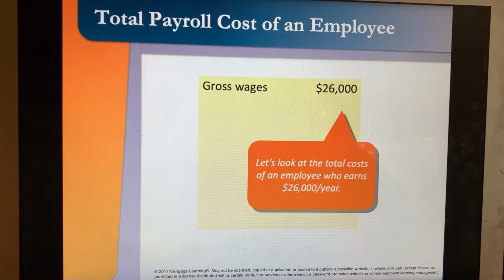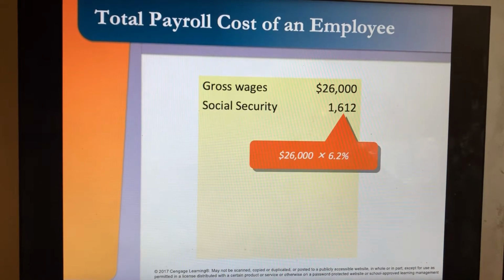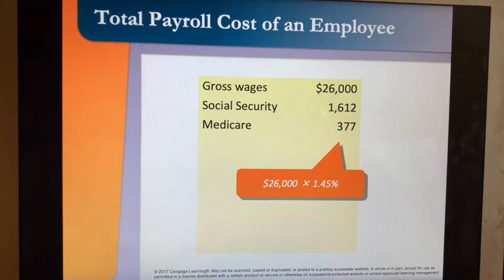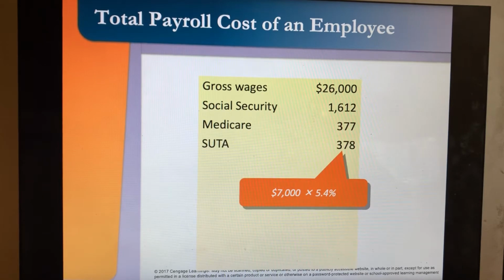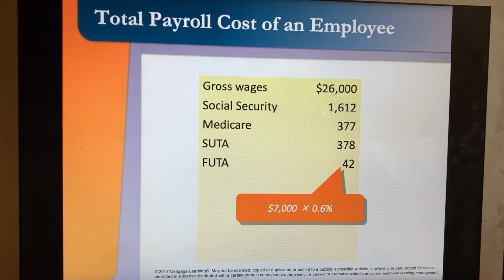Let's look at the total cost of an employee who earns $26,000 a year. So $26,000 a year is about minimum wage-ish, a little bit over. $2,400 a month, I think, is like $6 or $7 per hour. Social Security will be $1,612, so that's 6.2% of the $26,000. Medicare is $377, $26,000 times 1.45%. SUTA is $7,000 times 5.4%, and the FUTA is 0.6% of $7,000.